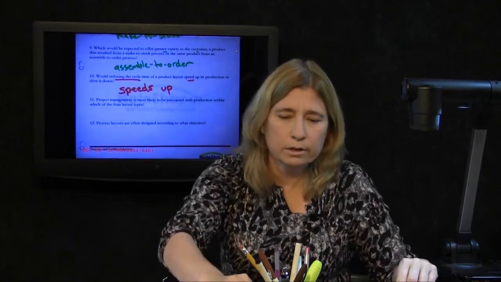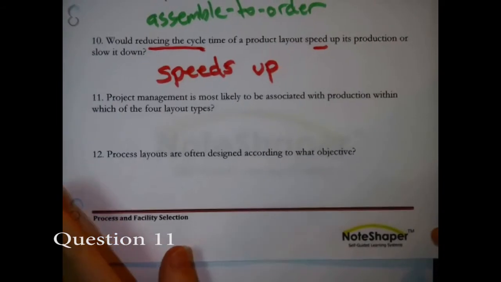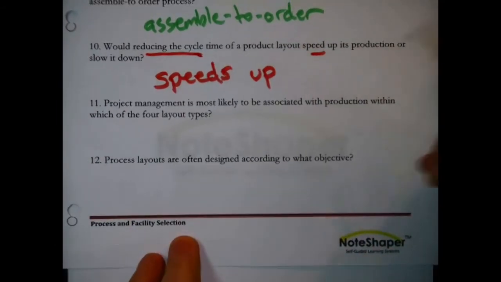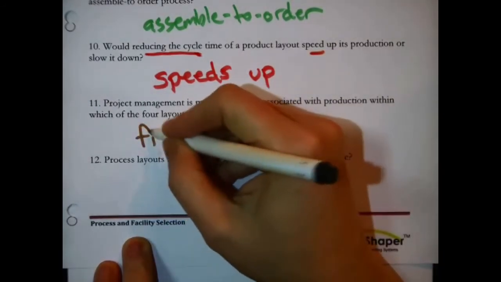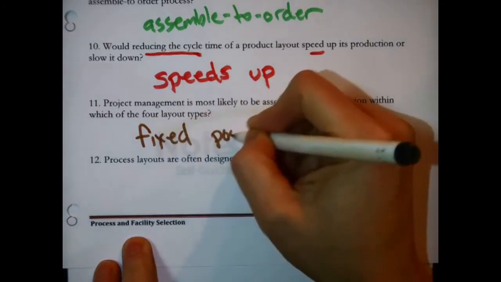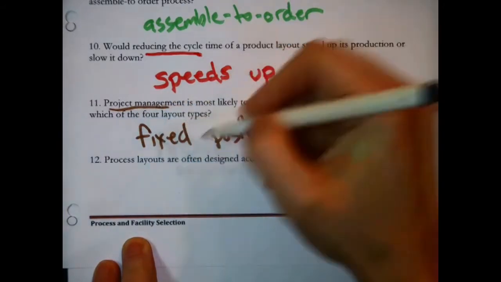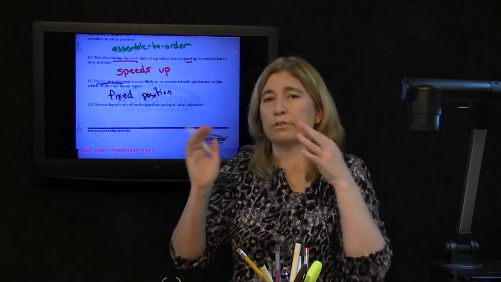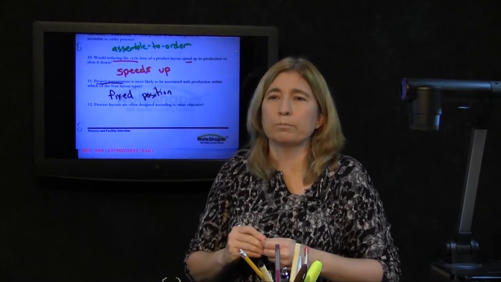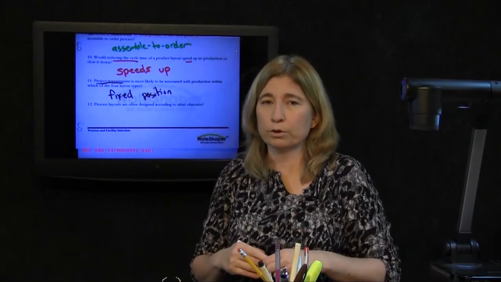All right. Next question. Project management is most likely to be associated with production within which of the four layout types? Oh, wait a minute, that's that stadium again. That's fixed position. Yes, the whole body of knowledge of project management is most closely associated with, if you're talking about those various layout types, the fixed position layout type, because generally you are doing something just once and you've got to do a lot of careful coordination.